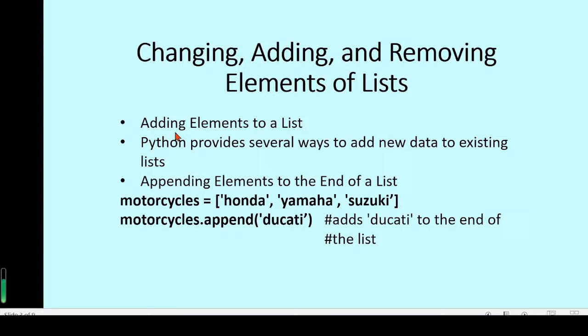And we can also add elements to a list. Python provides several ways to add new data to existing lists. We can append elements to the end of a list. So this is the original list for the motorcycle, and we can use the append function. So motorcycle.append Ducati, so the Ducati is added to the end of the list.